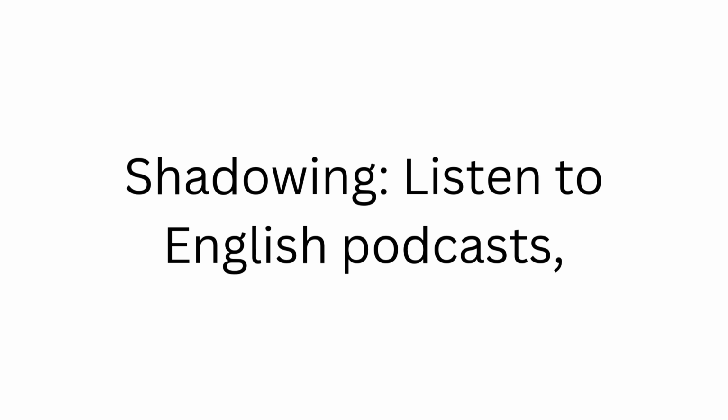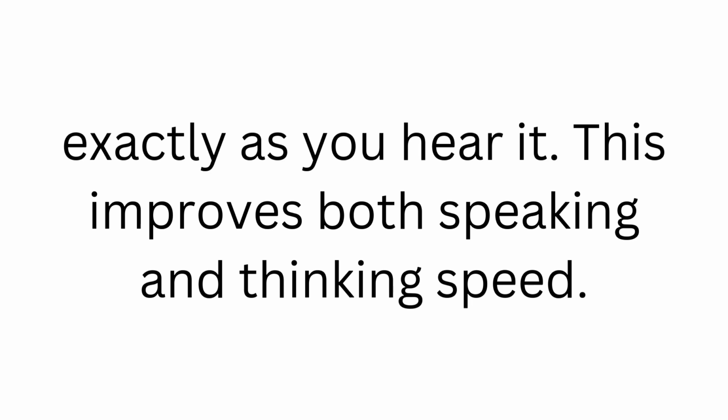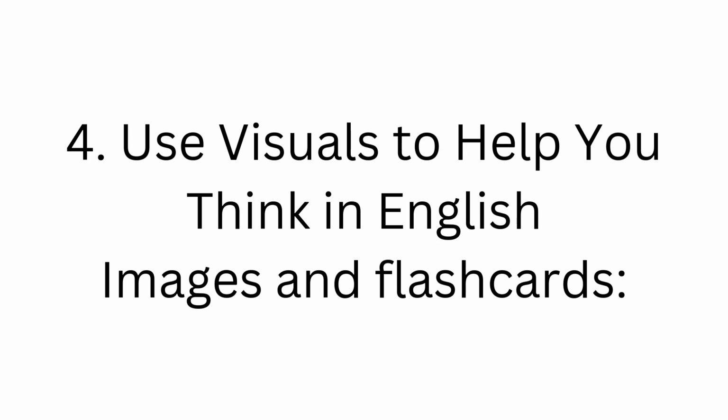Shadowing. Listen to English podcasts, YouTube videos, or movies. Pause after a sentence and try to repeat it exactly as you hear it. This improves both speaking and thinking speed. 4. Use visuals to help you think in English.